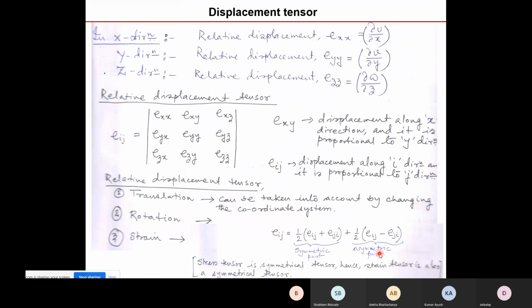You see, the specimen tensor EIJ comprises translation, rotation, and strain. Translation can be taken into account by changing the coordinate system axis. Now you divide it into a symmetrical part with a positive sign and an asymmetrical part with a negative sign. The asymmetrical part will take care of your rotational tensor and the positive sign will take care of your strain tensor. Stress tensor is a symmetrical tensor, hence strain tensor is also a symmetrical tensor.